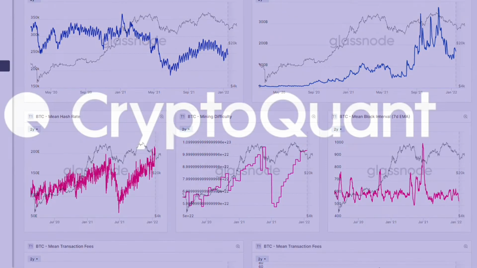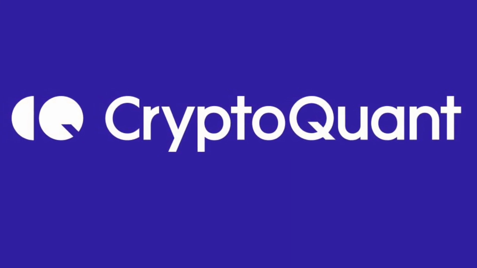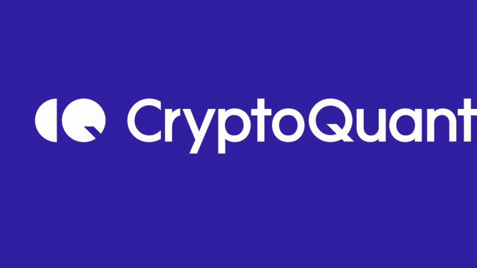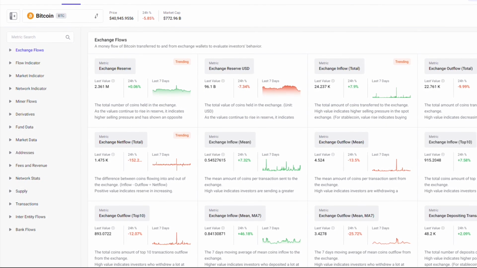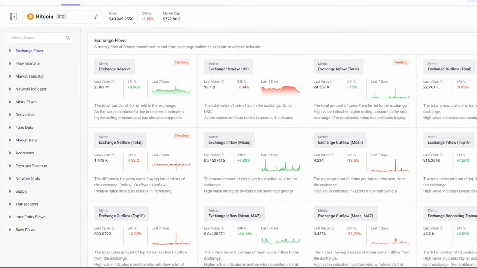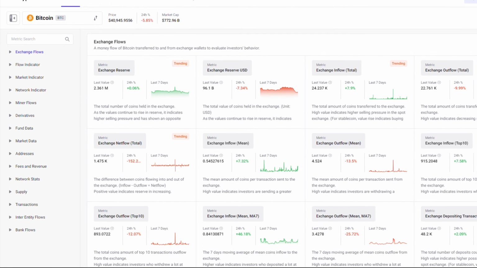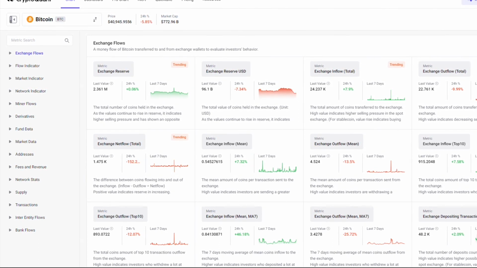If Glassnode does not suit your liking, you can look into CryptoQuant. CryptoQuant is a Seoul-based blockchain data service provider that focuses on Bitcoin, Ethereum, and stablecoins. Its data, which is available via API or directly in Python, R, and Excel, can be classified into four subsets: on-chain data, exchange data, miner data, and network data.